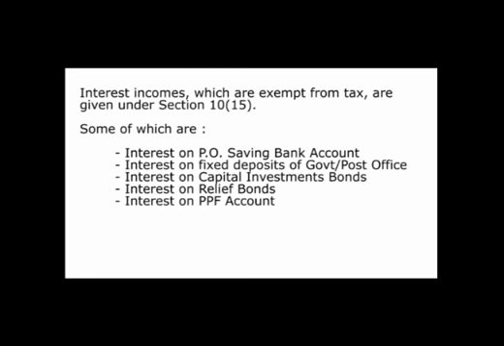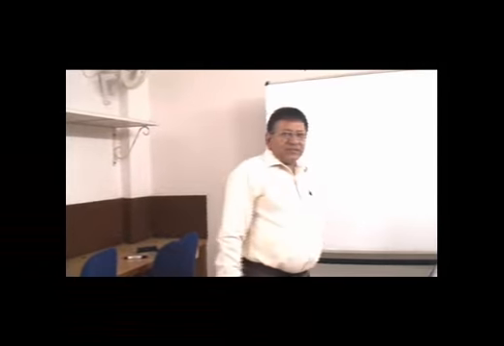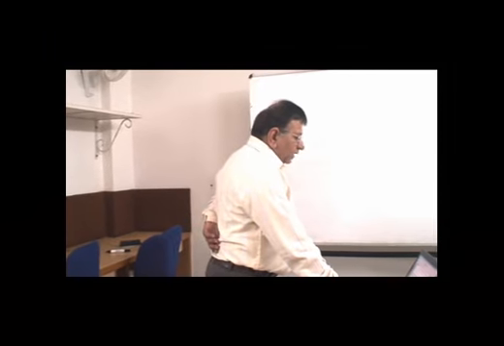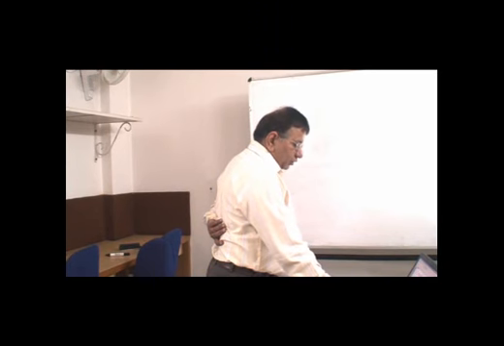These are just examples. The examples are the interest on post office savings bank account, interest on fixed deposits of government or post office, interest on capital investment bonds, interest on relief bonds, or interest on PPF account, meaning public provident fund account. So these are some of the incomes which are exempt under section 10 subsection 15 of the Income Tax Act. So that's all about the treatment of income on account of interest on securities.